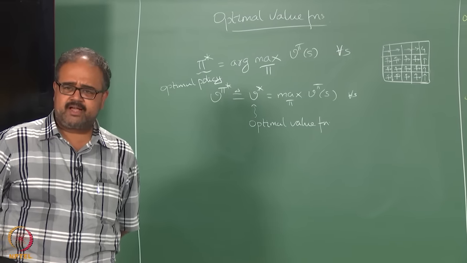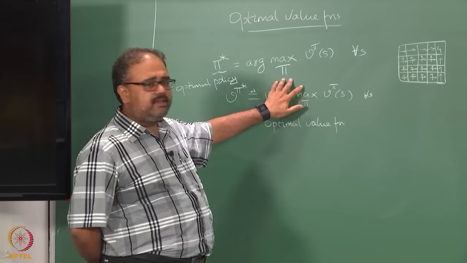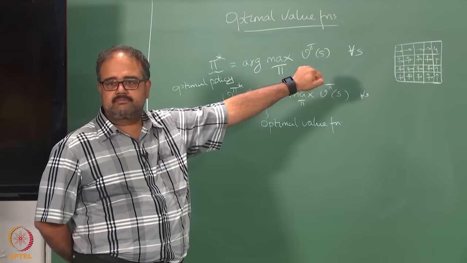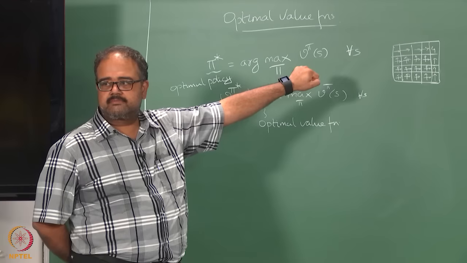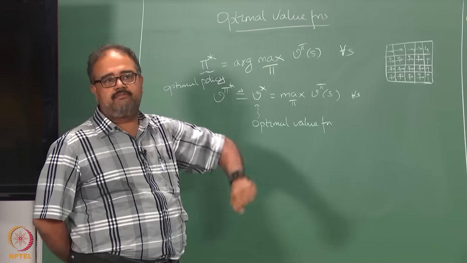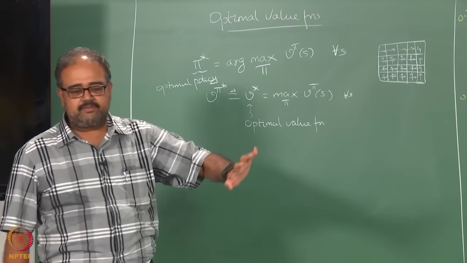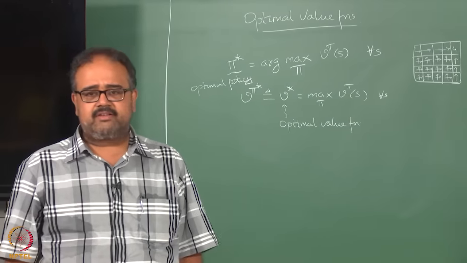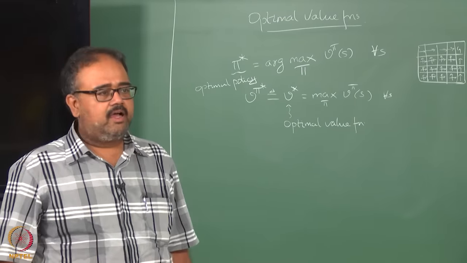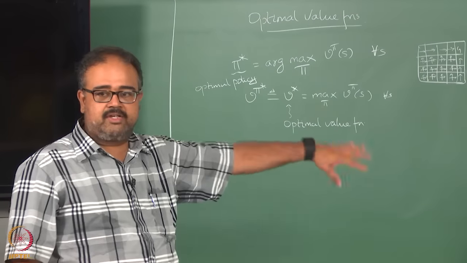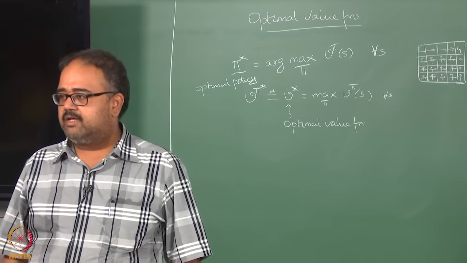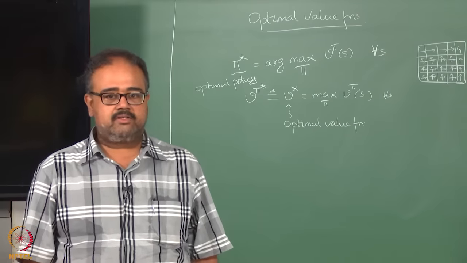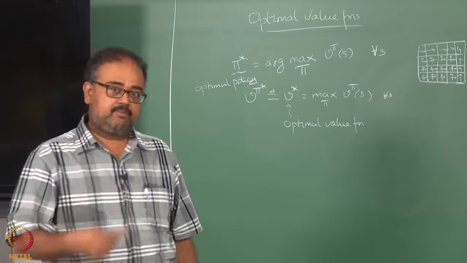There's only one thing which you should be asking me now. How do I know that the same pi will reach the max across all S? If you have finite MDPs, it's actually straightforward to show that. If you have continuous MDPs, then it becomes a little trickier. We will discuss this when I start the proofs in the next class. Why is it that there exists an optimal policy at all? We'll discuss this in the next class when I'm talking about proofs.